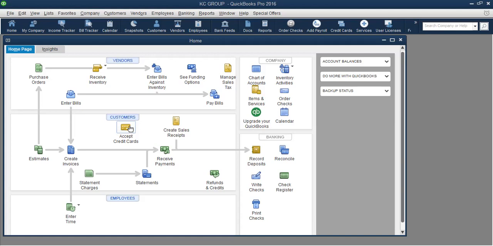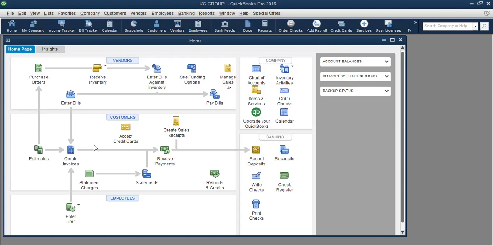We've said that these customers are the very people who are going to be buying the company's products or services. And everything connecting all those customers, from the time they take goods to the time they pay for the goods they have taken, is going to be within this middle section. So that's the customer section.